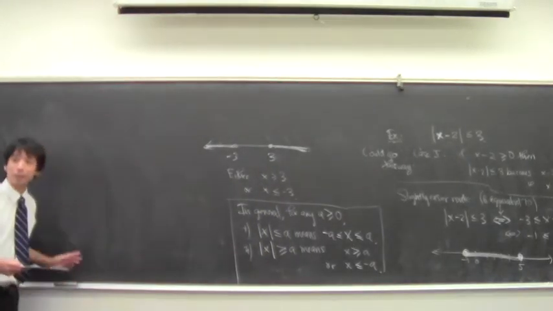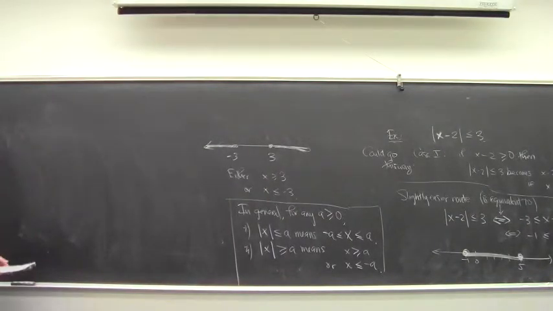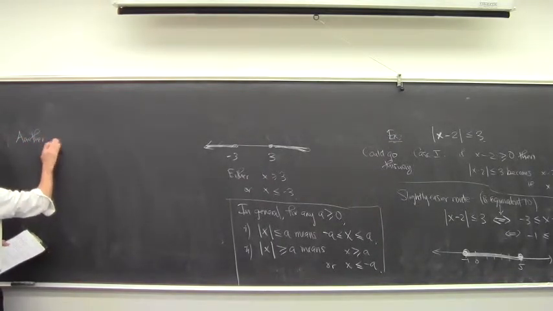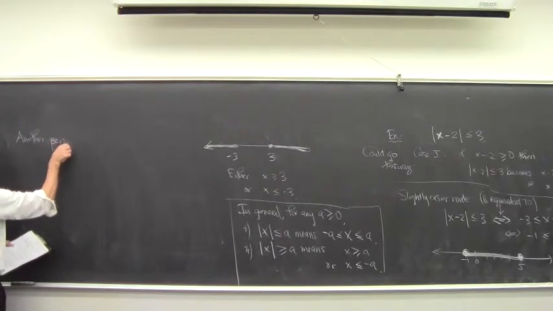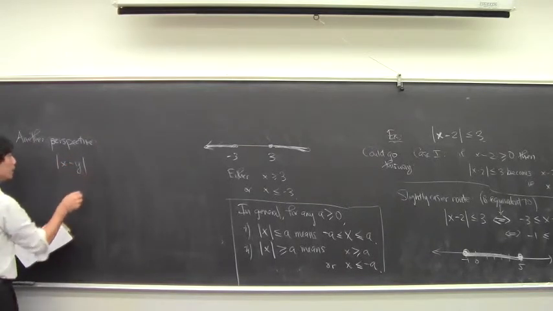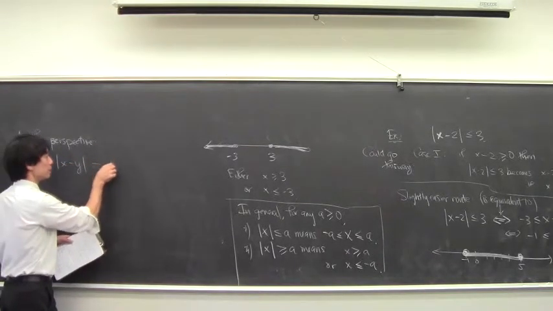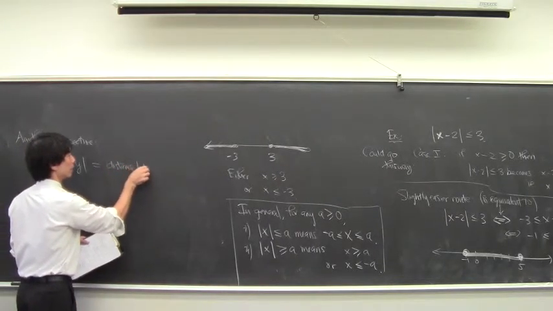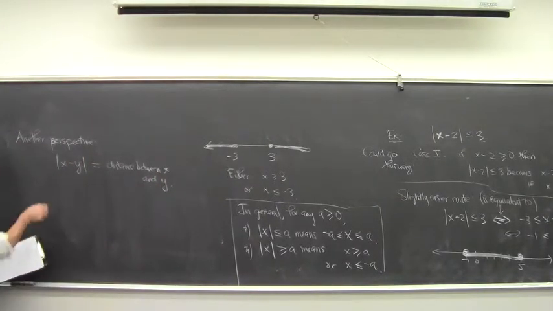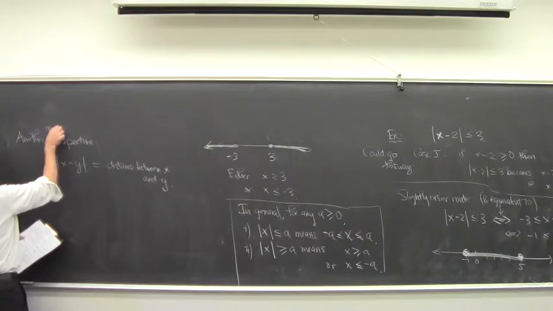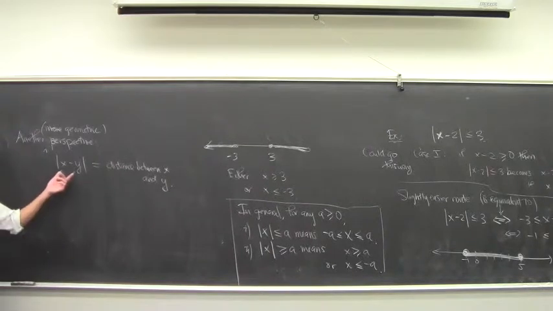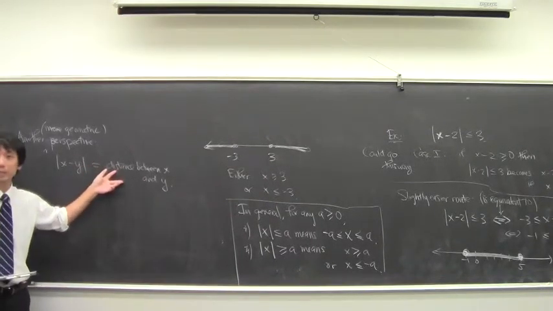Okay, there's another way of looking at this. Another perspective. In fact, if you look at the absolute value of x minus y, that's the same thing as the distance between x and y. So this is more of a geometric perspective. The absolute value of something minus something actually works out to be the distance between those two things.